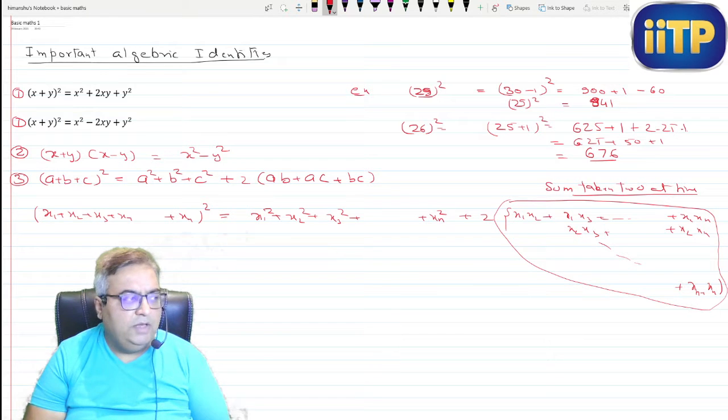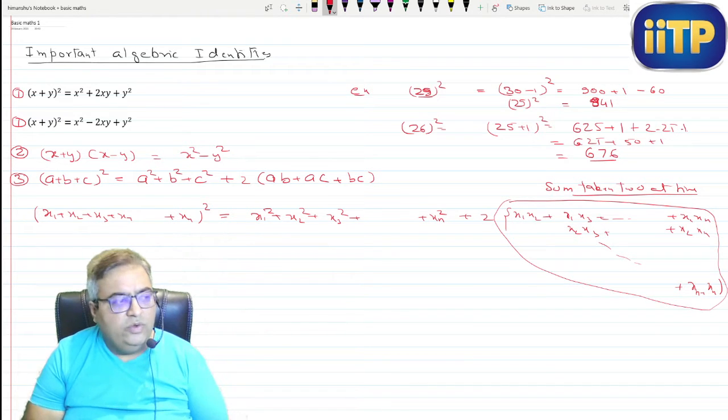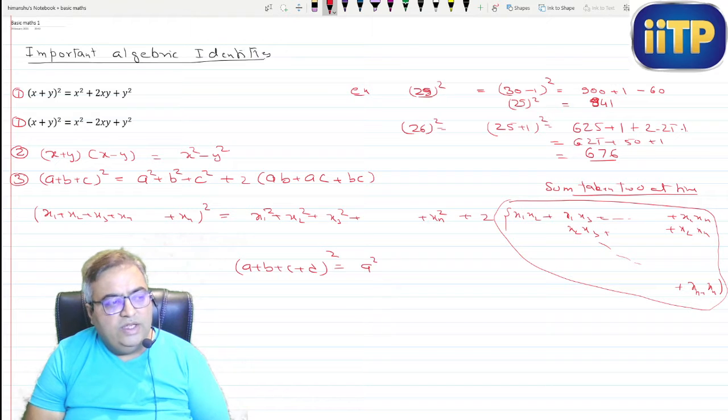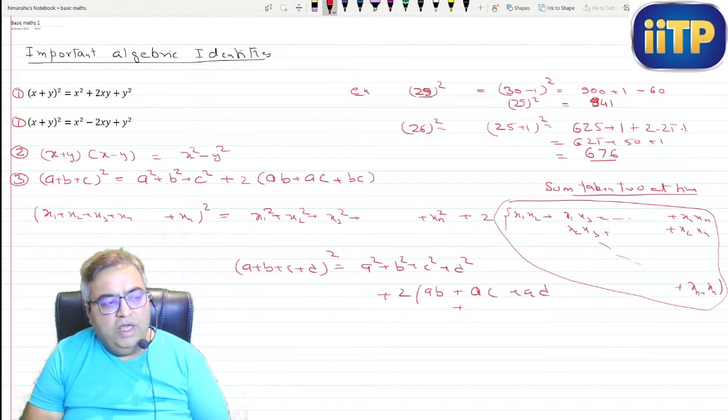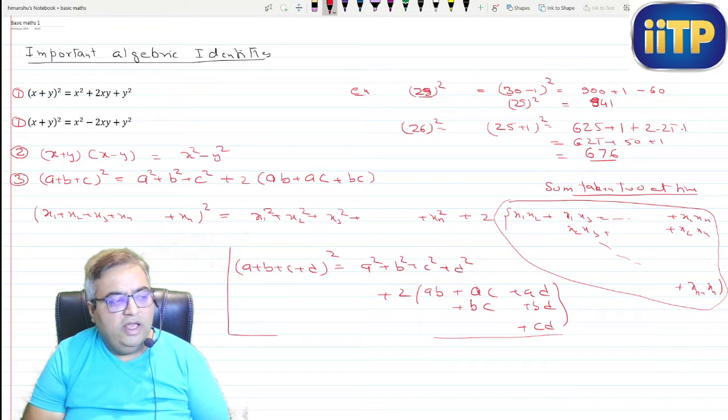This is a general formula. So if you get (a plus b plus c plus d) whole square, then you can utilize this. How? You square each and every one: a square plus b square plus c square plus d square, plus 2 times the pairs. Now create the pairs. a makes pairs with b, a with c, a with d. Then b is already made with a, so b with c, b with d, then c with d. So these are the 6 pairs we are getting here. This is the formulation for (a plus b plus c plus d) whole square.